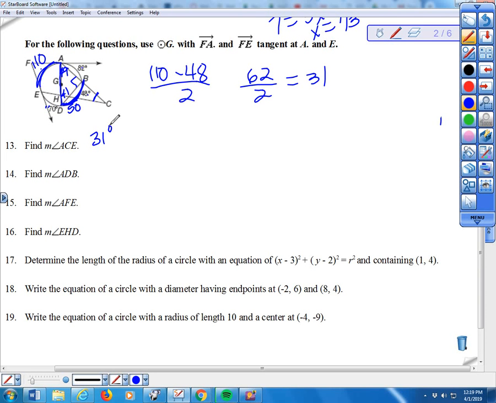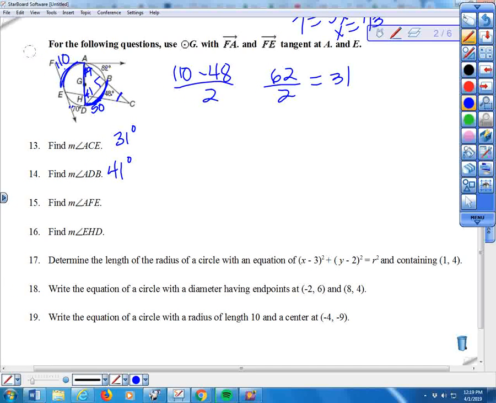Okay, ADB, well, I figured that already. The measure of ADB is 49. I did a little work that helped. Figured that out for the first problem. So A, is that right? No, ADB. DAB is 49. ADB is 41. AFE. AFE. This angle.